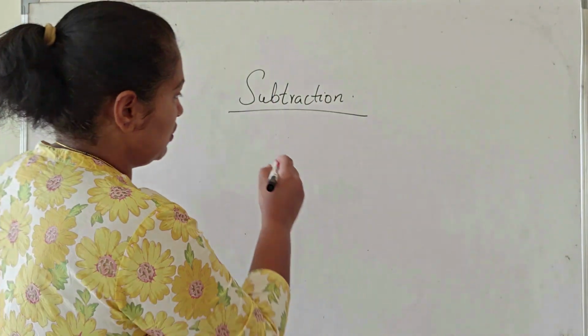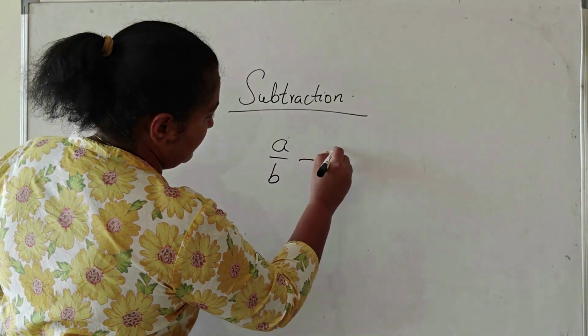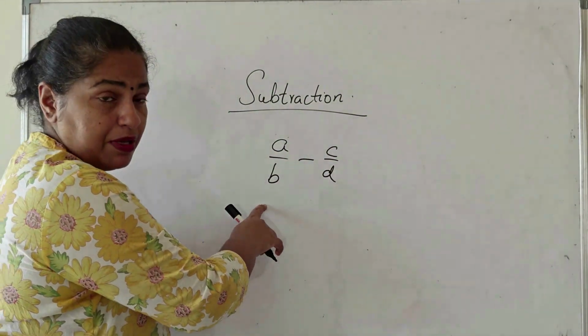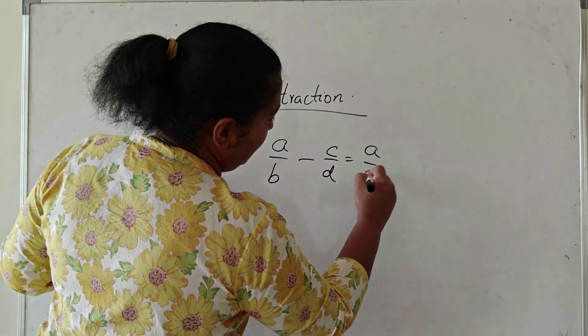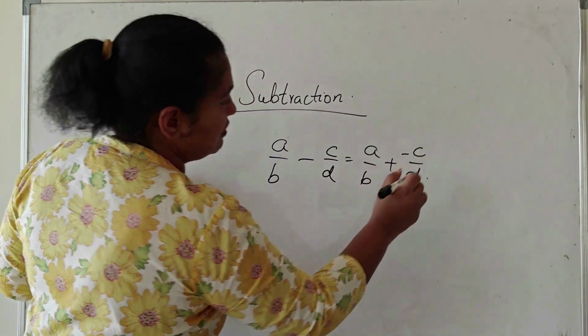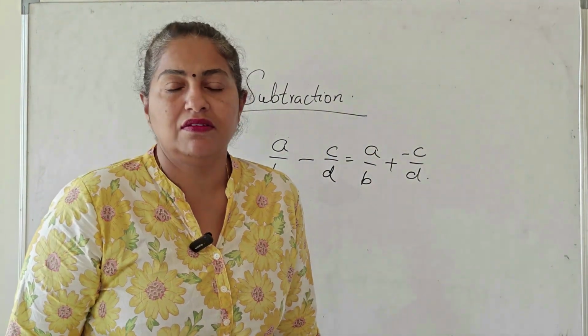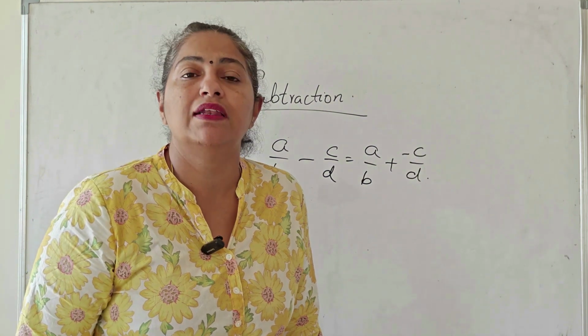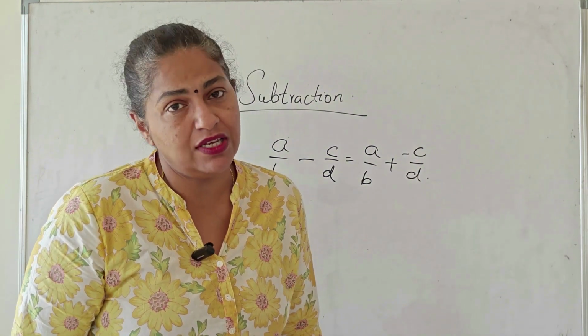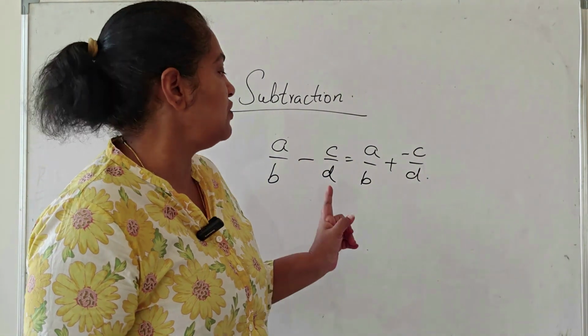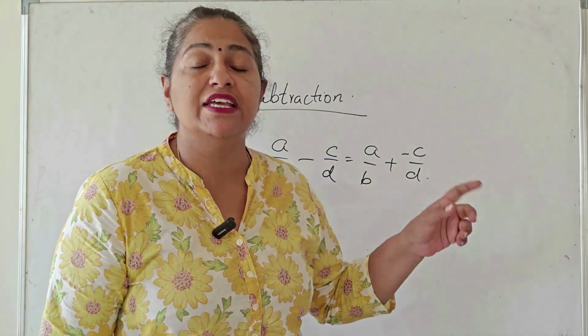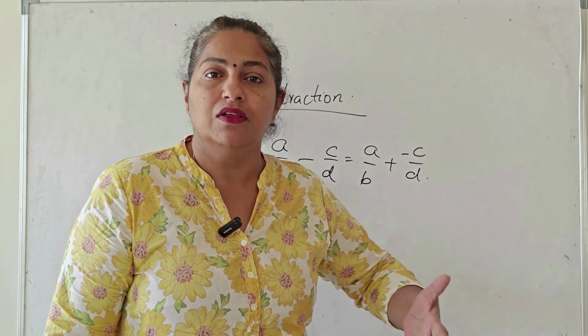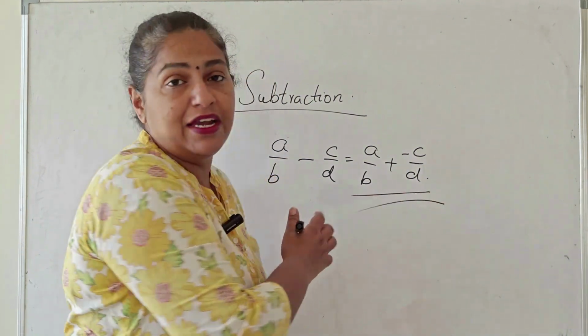Subtraction of rational numbers. Now, subtraction of rational numbers follows the same rules as addition. What is the reason? The reason is because if I am subtracting C by D from A by B, I am basically adding the additive inverse. Correct? This is a concept that you must have learned while learning addition and subtraction of integers. So whenever you are subtracting two rational numbers, you are actually adding the additive inverse of the second number. So now it basically became addition.